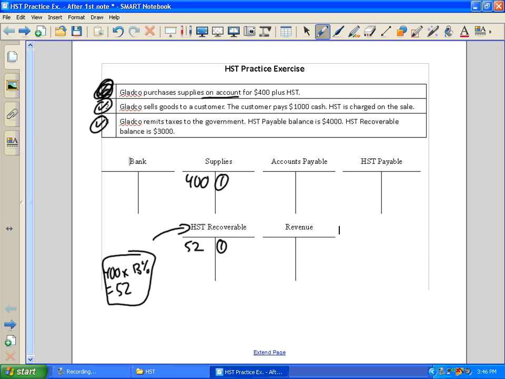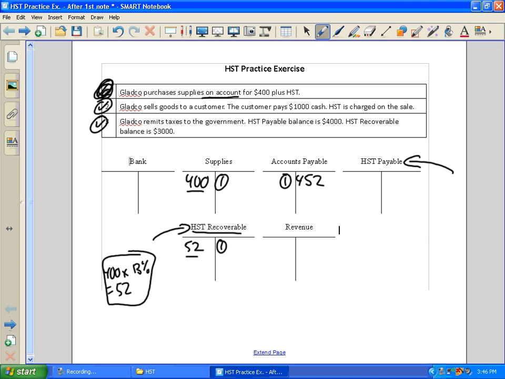You don't put it in with supplies because it doesn't indicate the value of the supplies purchased. It just indicates the amount of HST. Now, because it was on account, in past times we would just credit accounts payable for 400, but we're not going to do that. We're actually going to credit accounts payable for 452, which is the $400 supplies plus the 52 bucks of HST. That's the first transaction. That's a purchase. So remember from now on, whenever you hear the word purchase, I want you to think HST recoverable.